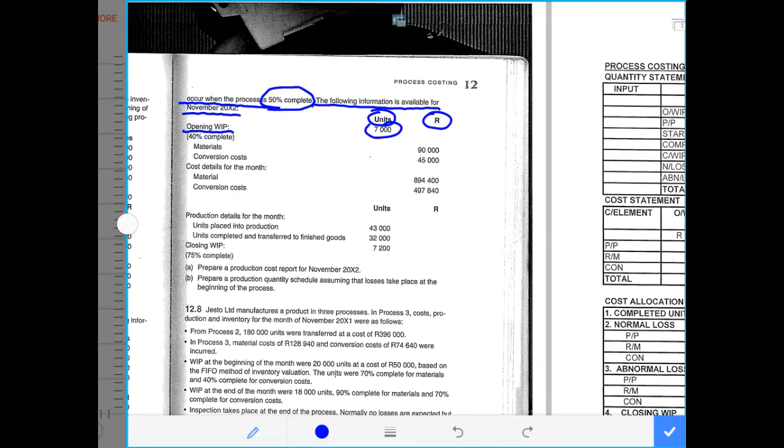Then after that they give us material, and the value of the material is 90,000 and 45,000. That means this is the opening work in process in terms of raw material and opening work in process in terms of conversion cost. And these are the rand amounts, 90,000 and 45,000 rands, hence it is under the column of rands. Take note of that too.